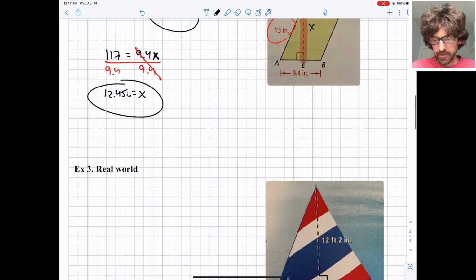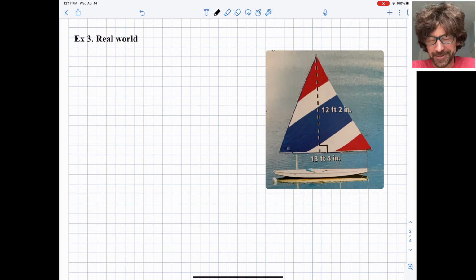Okay, a little bit of a real world problem, might seem a little bit contrived, but I think it's got a little bit of good math in there that I want to look at. So we have a triangular sail on a sailboat here. We know the base is 13 feet 4 inches and the height is 12 feet 2 inches. What's the area of that sail?